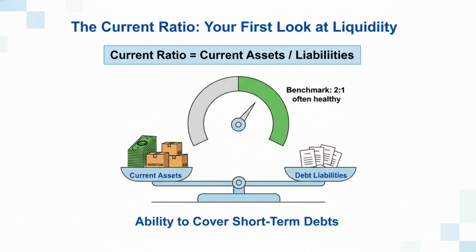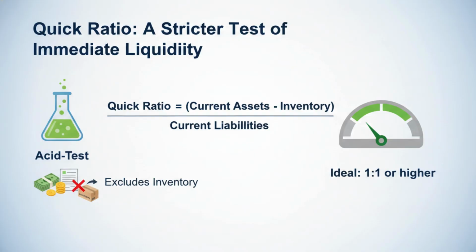A ratio below 1-to-1 suggests you might not have enough assets to cover your immediate debts, while an excessively high ratio might indicate inefficient use of assets. While the current ratio provides a good general overview, the quick ratio, also known as the acid test ratio, offers a stricter assessment of immediate liquidity. This ratio is more conservative because it subtracts inventory from current assets before dividing by current liabilities. The formula is current assets minus inventory divided by current liabilities.